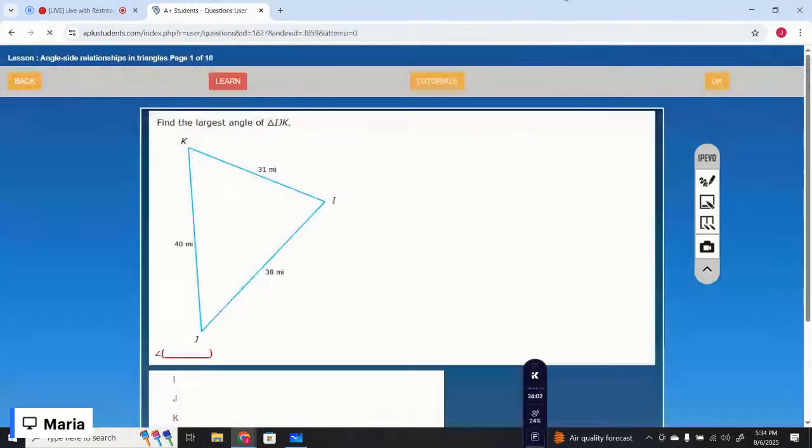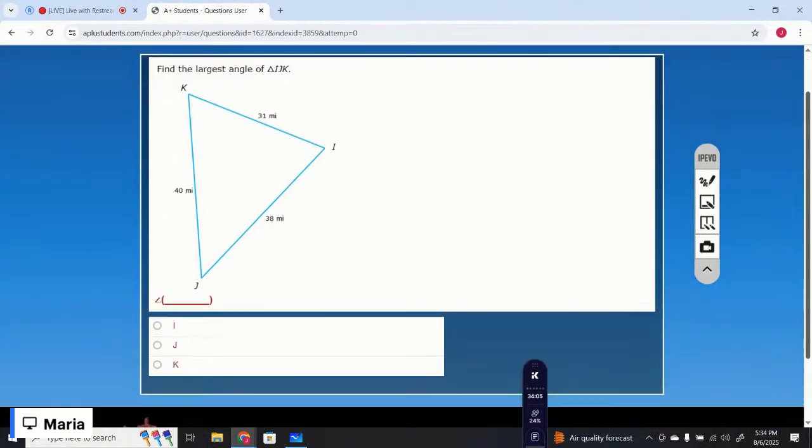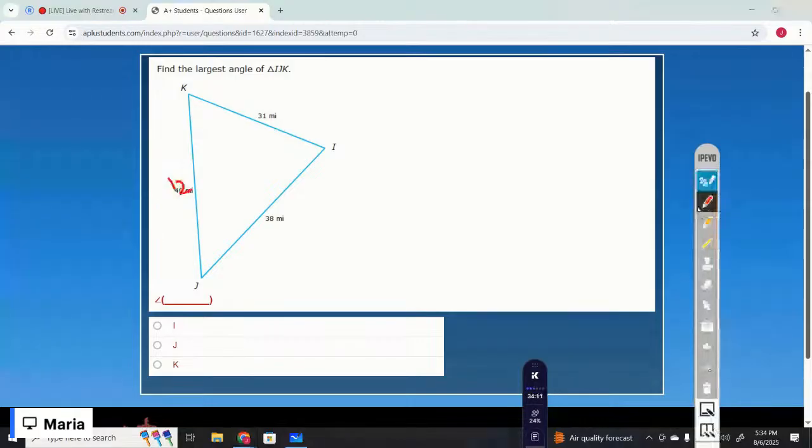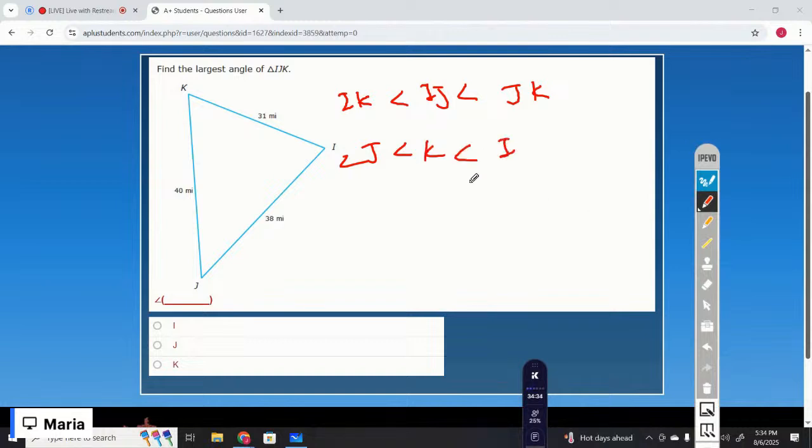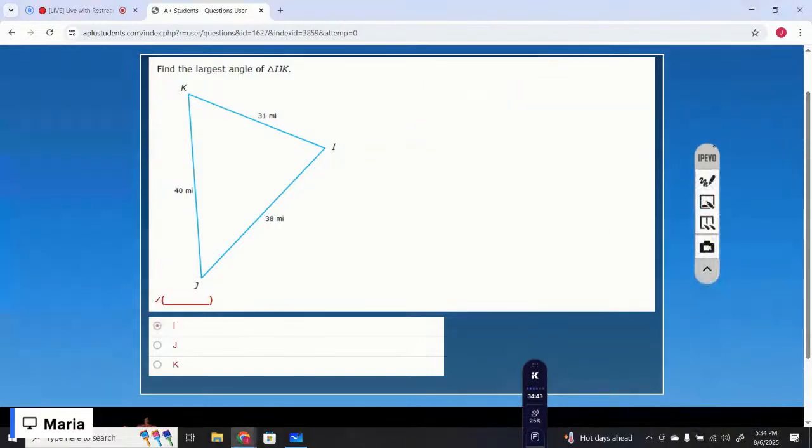Let's just start with the test questions. Find the largest angle of triangle IJK. So just look at the measurements of the sides. IK is less than IJ and less than JK. Looking at the opposite angles, opposite to IK is J. Angle J is less than angle K and angle I. So that means the largest angle is angle I. Option number 1 is the correct option.